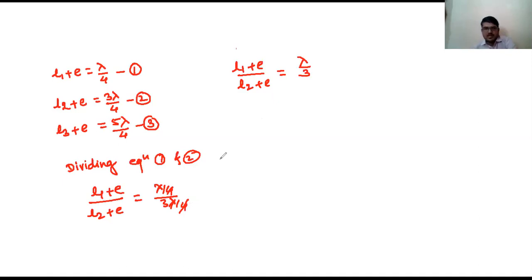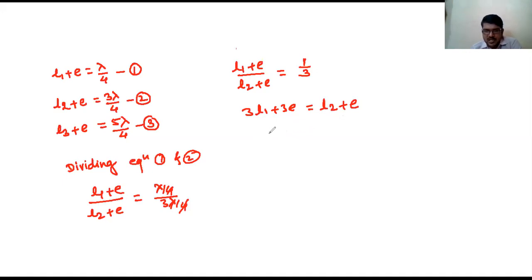Lambda by 4 by 3 lambda by 4, 4 cancels, so 3. So here you are getting 3L1 plus 3E is equal to, where does lambda come in? Lambda is not there. Only 1 by 3 is left, right? Now 1 by 3, so 3L1 plus 3E by cross multiplication gives L2 plus E. Now transfer terms. What are you getting?